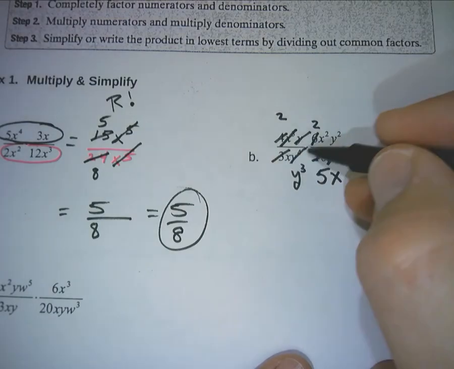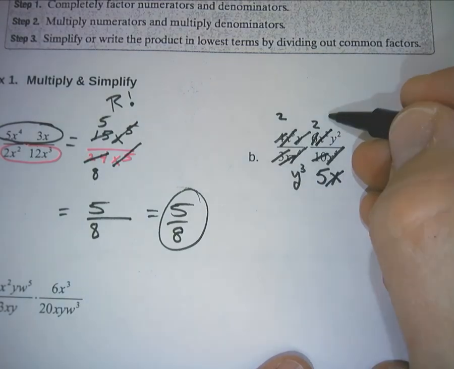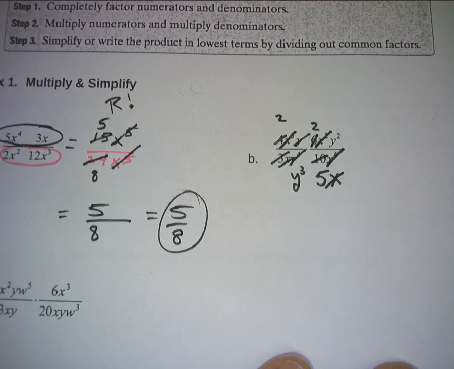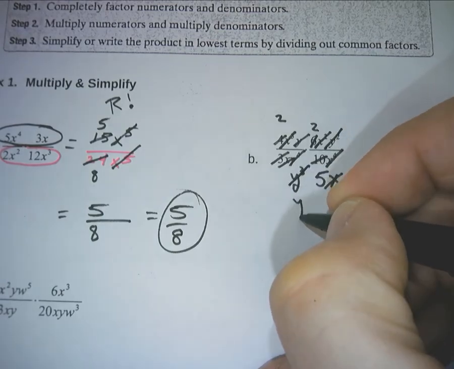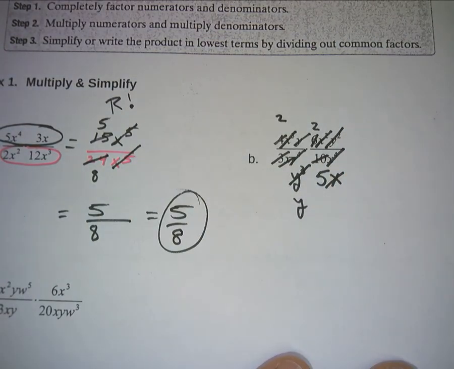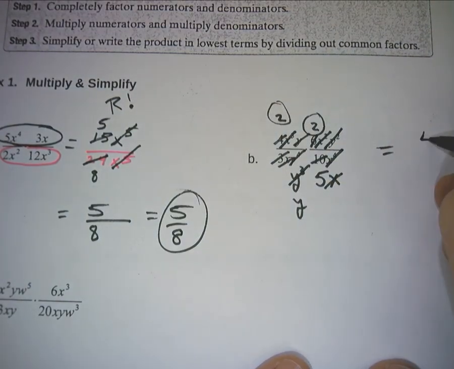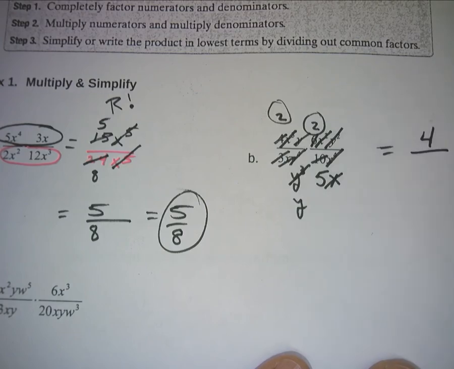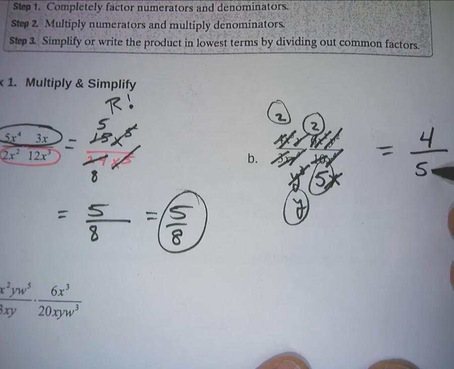I've got some x's on the bottom, and I have an x squared on top. So this x and this x reduce these two x's, and those guys are gone. Finally, I've got y squared and y cubed. Y squared reduces that to a y. So I look to see what I'm left with on top, and I multiply. I've got a 2 and a 2, so that's 4. On the bottom, I've got a 5 and a y, so that's 5 times y, or 5y.